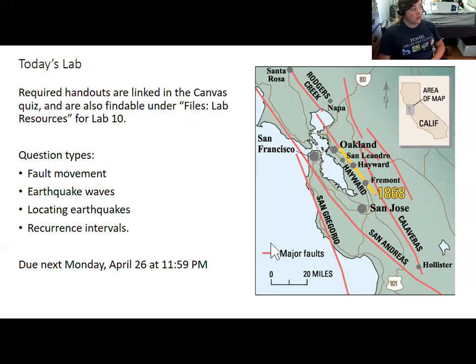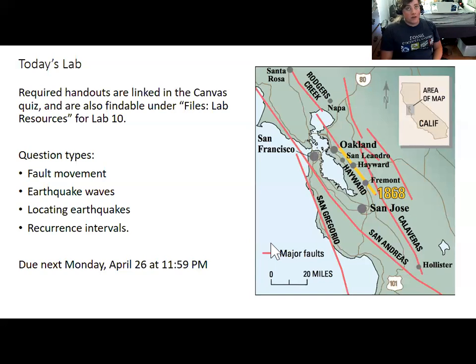So lab questions today will be related to movement along faults. So figuring out which one is the hanging wall and which one is the footwall, and whether the hanging wall is moving up or down, as well as what type of fault you have. Do we have a strike-slip fault where we have sideways movement, or do we have a normal fault or reverse fault where we have up or down movement? There'll be some questions about earthquake waves.